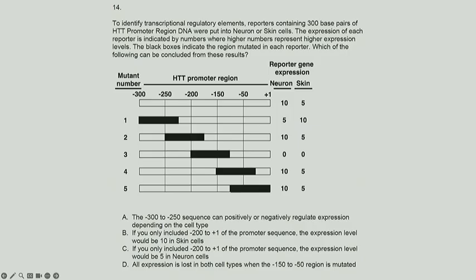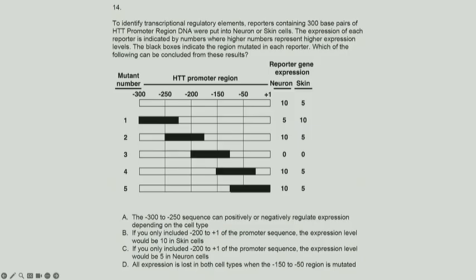Yeah? I think I missed it when I saw the choice, the option. Doesn't it mean that when you delete it, it has this black side blocking it? If you only included the minus 200 to the plus 1 of the promoter sequence, that means the endogenous, the original promoter sequence. No mutations. Oh. Yes, the black part is mutated in each of these.